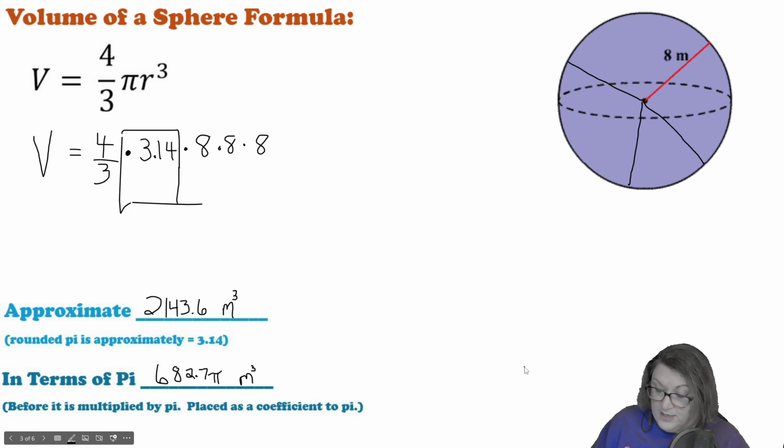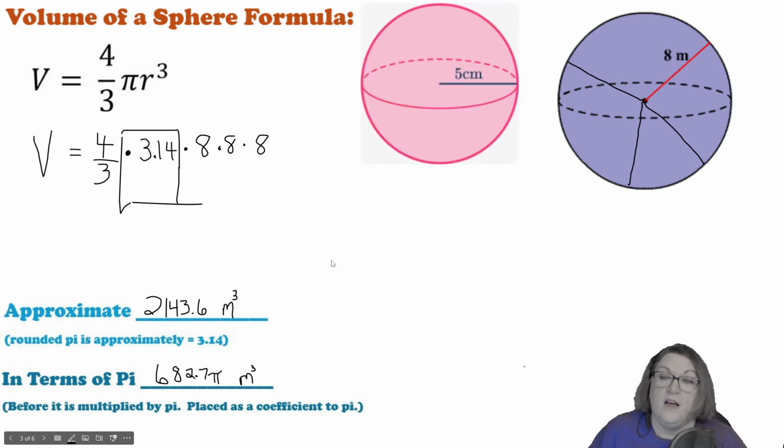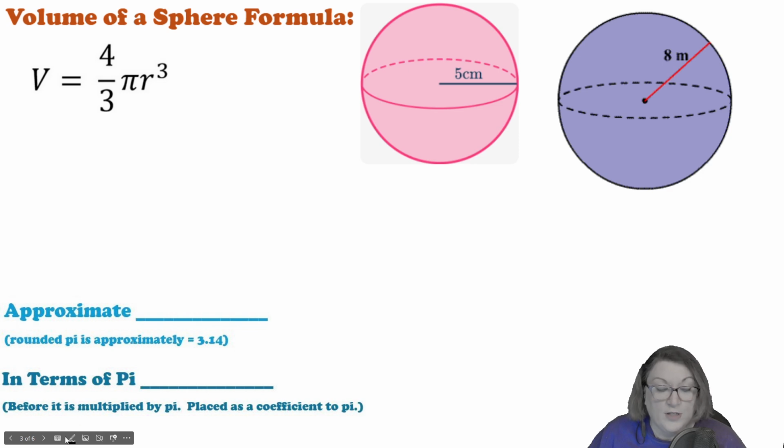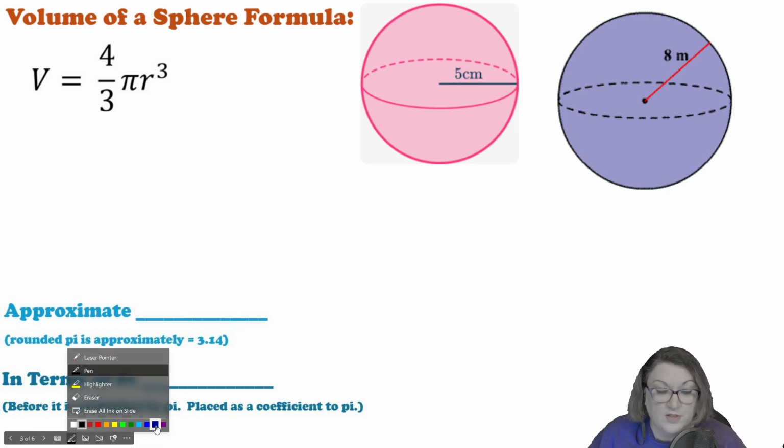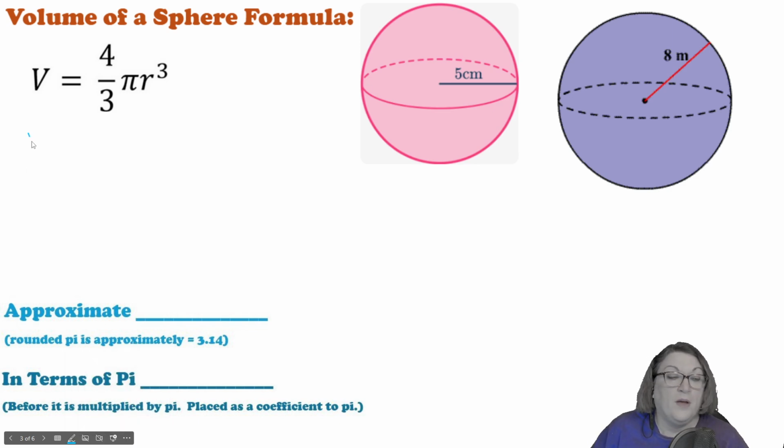Now, do we have another example? Yes, we do. We have this pink one here with a radius of 5 centimeters. So I'm going to erase my work here and we're going to start over with a 5 centimeter. Let's change colors. Hopefully it'll show up. So volume equals 4/3. Again, let the formula guide you and just fill in the numbers of what you need to fill in. Okay, so 4/3 times pi, and in this case, we're going to use 3.14 for pi.